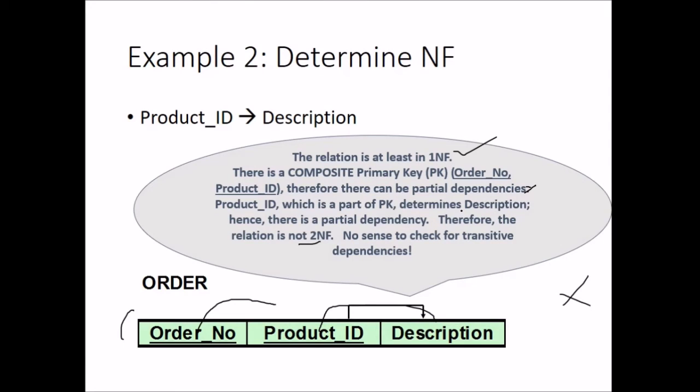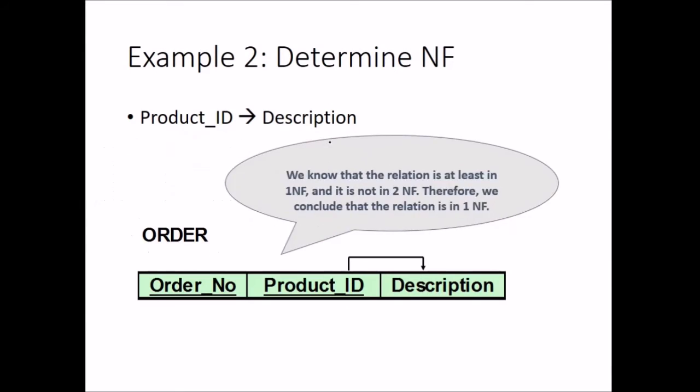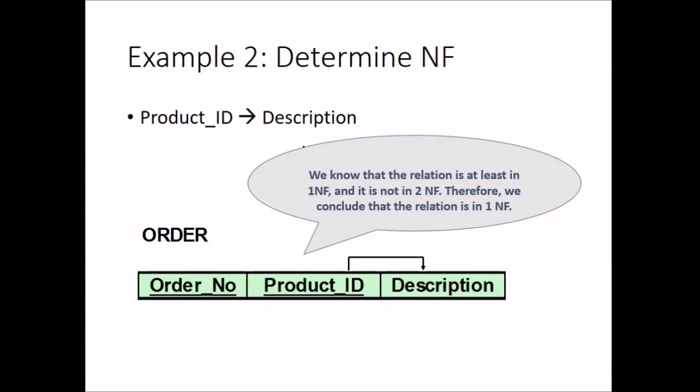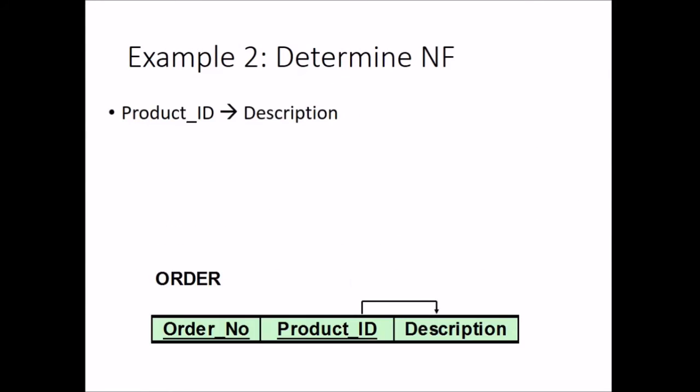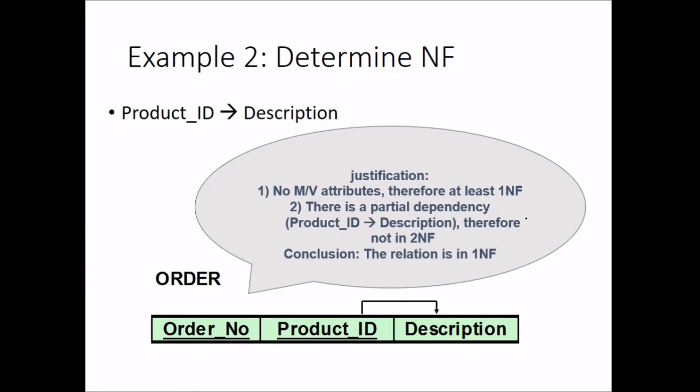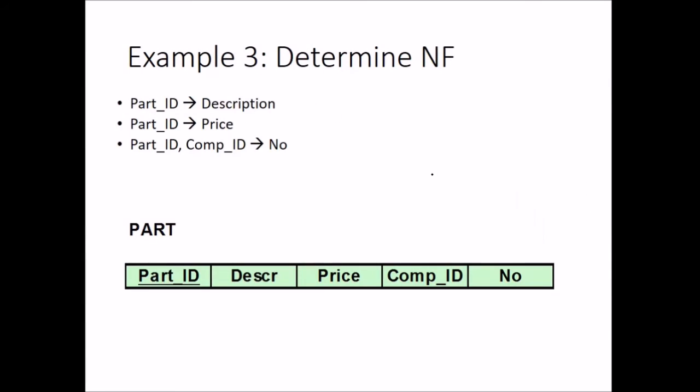So there is no sense in checking the transitive dependencies. We know that the relationship is at least in 1NF, but not in 2NF because of the partial dependency. Therefore, we conclude that this relationship is only in 1NF. Okay, one more example. If you want to write, you can write in this way. You have to specify that since this is in 1NF, and since this can cause a partial dependency, the relationship is in 1NF. This will be helpful for people who are giving exams.